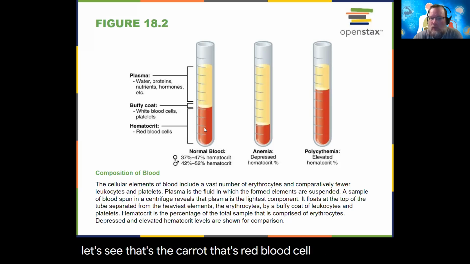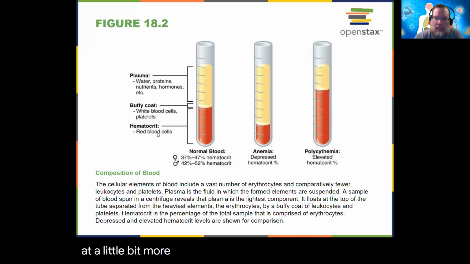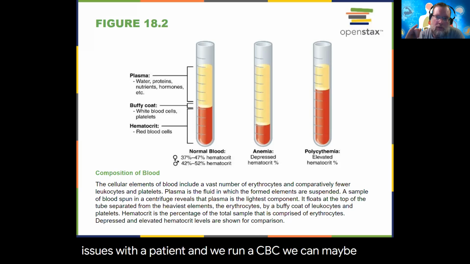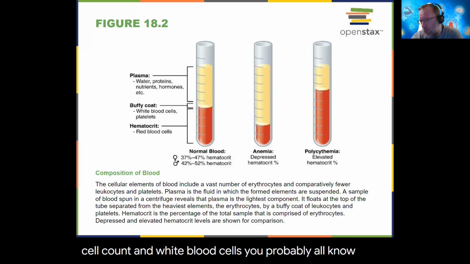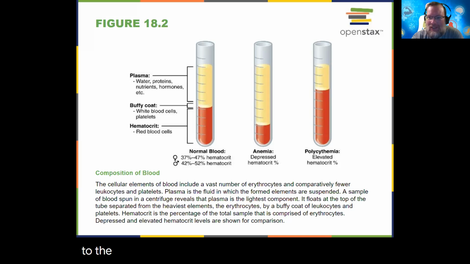So let's see, that's the hematocrit. That's red blood cells. We'll look at a little bit more detail of red blood cells here in just a few minutes. And then that buffy coat, that little coat there in the middle, that's going to be white blood cells and platelets. And again, both of those are less than 1% of the total blood volume unless there's a problem, right? So if we've got issues with a patient and we run a CBC, we can maybe also find out what their white blood cell count is. So we just did red blood cell count. Now we can also look at white blood cell count. And white blood cells, you probably all know, relate to the immune system in some way.